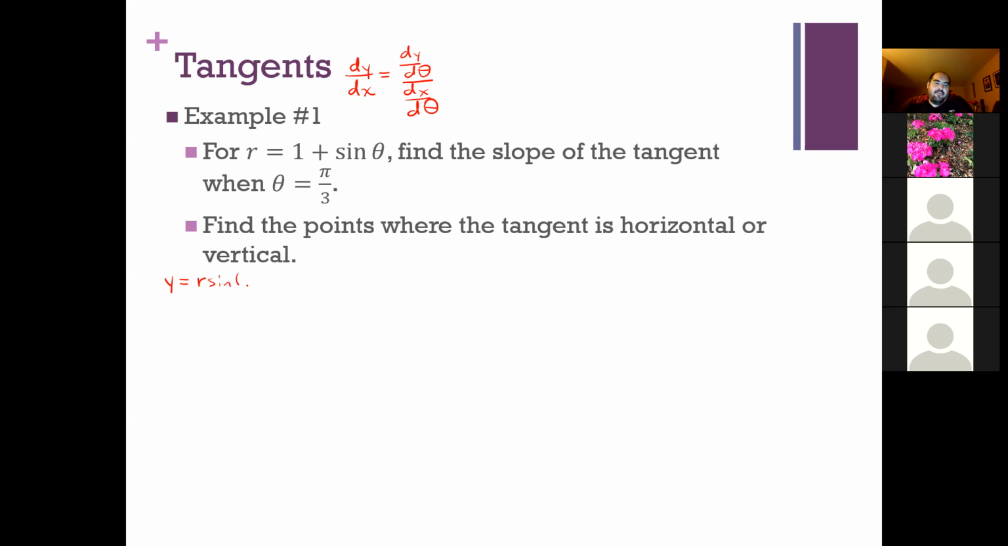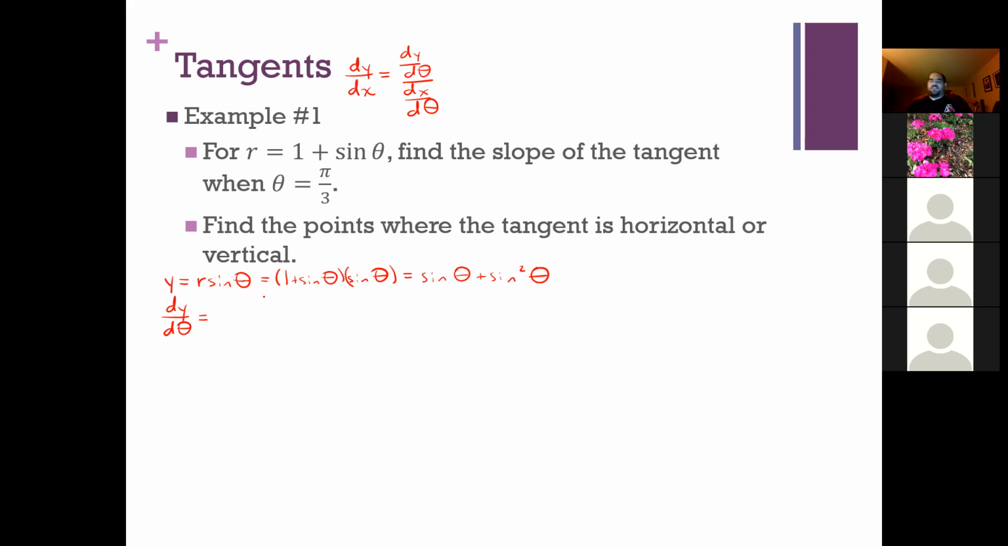So y is equal to r sine theta, which in our case is going to be equal to, sorry, we know r, 1 plus sine theta times sine theta, which is equal to sine theta plus sine squared theta. So now what we have is y in terms of theta. So now it should be more straightforward to do this, dy d theta.